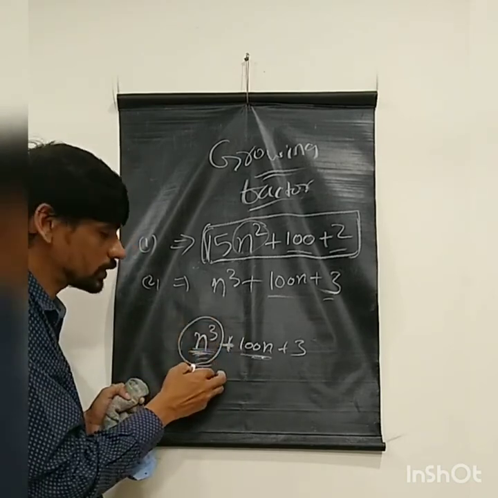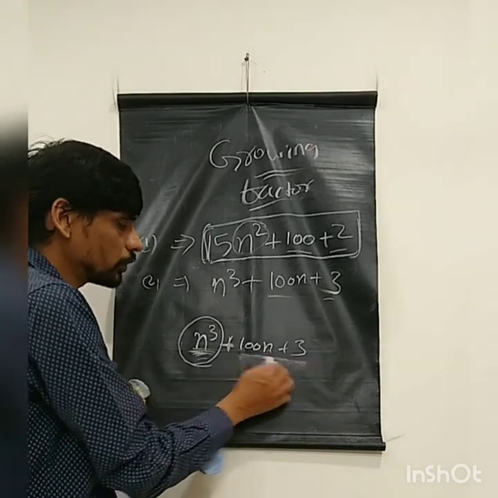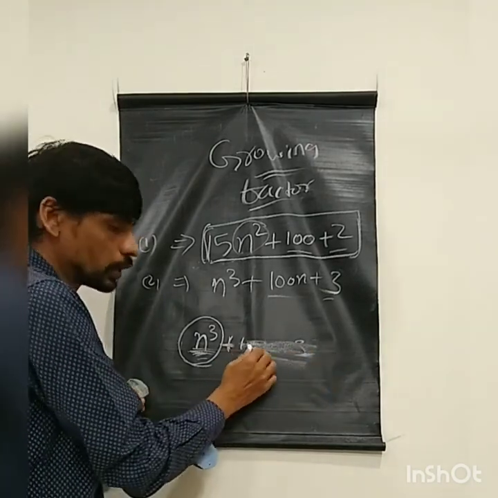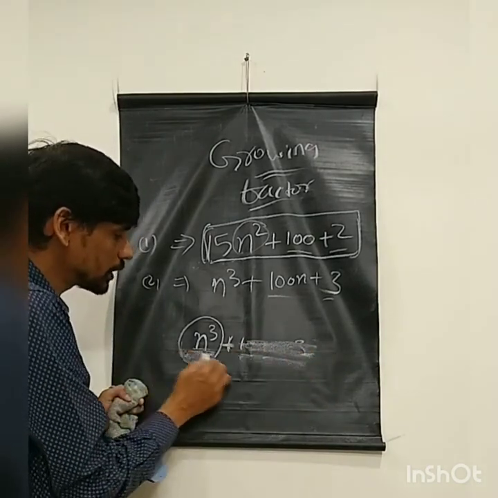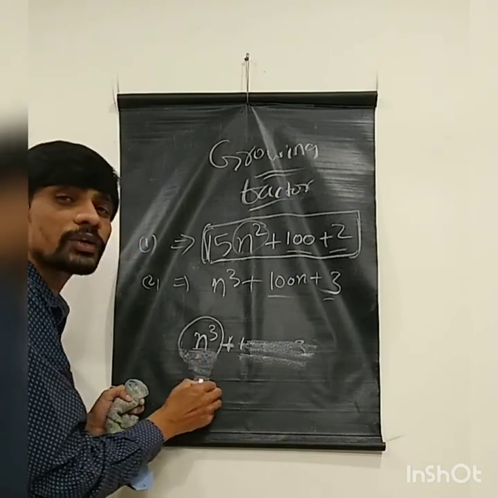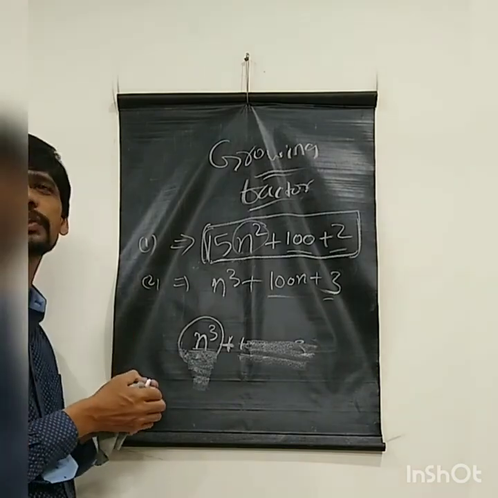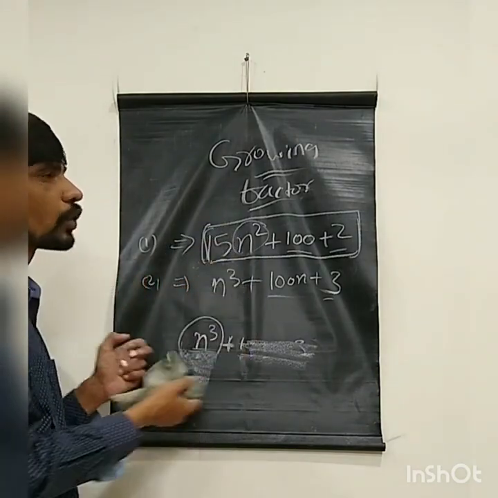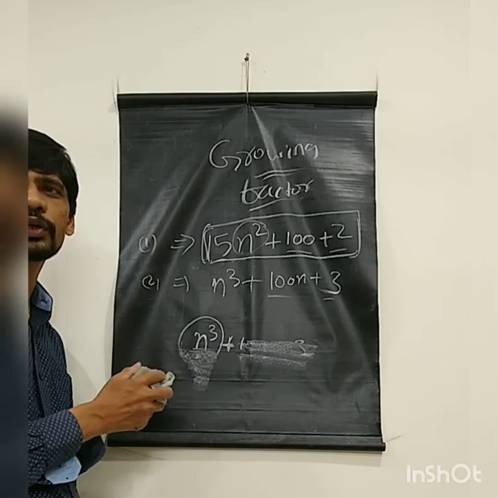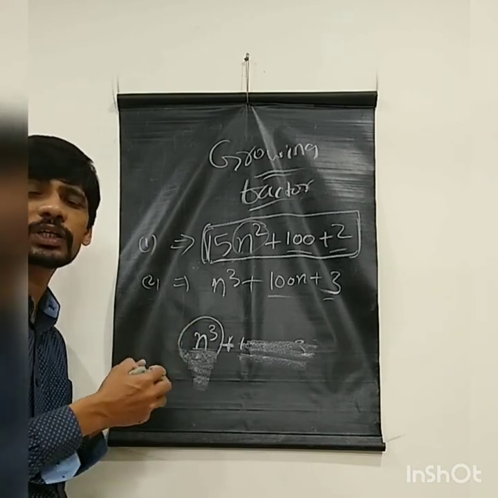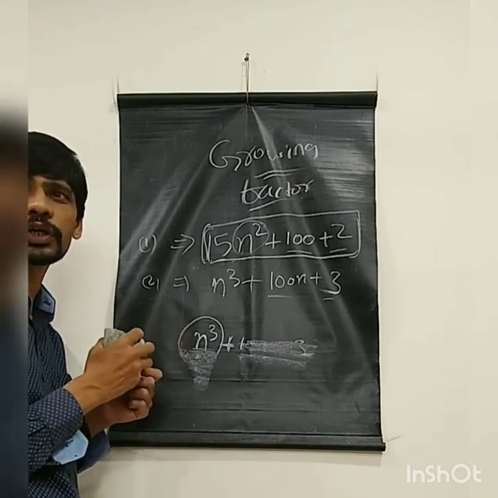So in this case, what exactly will we do? We will forget about these two terms, but we will concentrate on this one while identifying our big O or big omega or theta notations. So growing factor is very important for your function while analyzing your asymptotic notations.